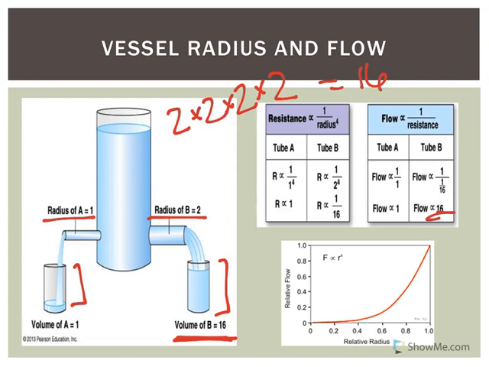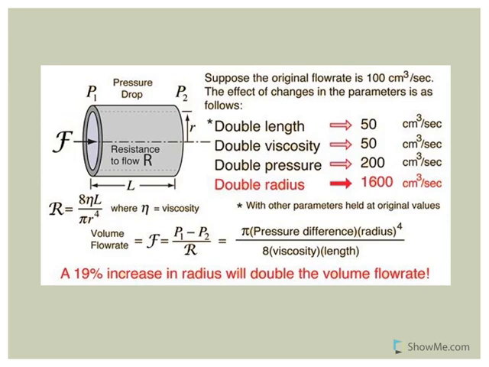This has much more dramatic effects on flow. If I increase the radius, we'll do it this way. If you increase the vessel radius, that actually decreases resistance, and it increases the flow by a lot. If you decrease the radius, that would increase resistance and decrease flow. So because of that r to the 4th power, that has much more dramatic effects. And I'm just going to show you mathematically here.